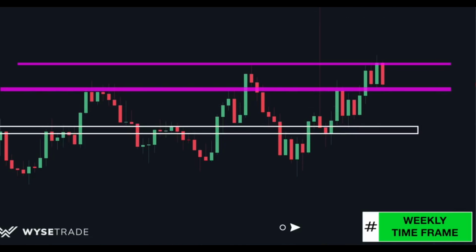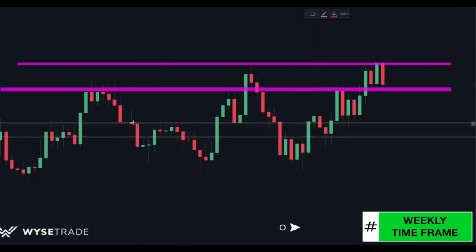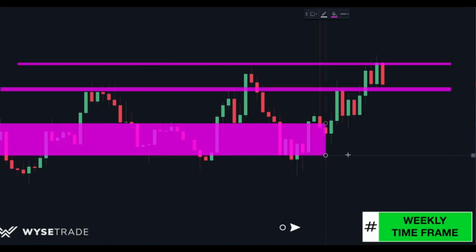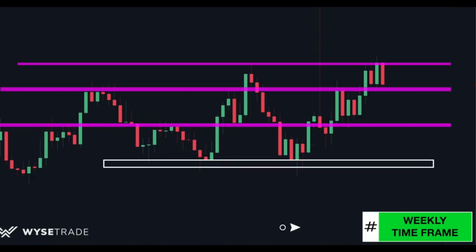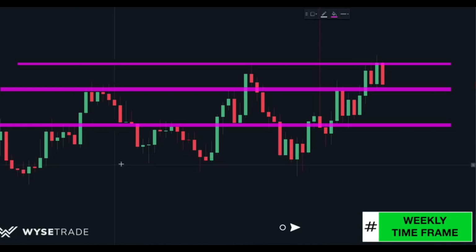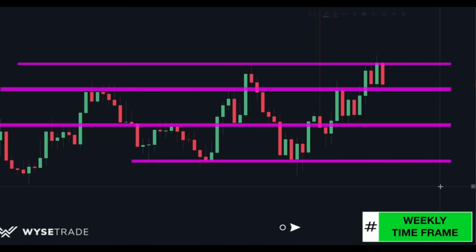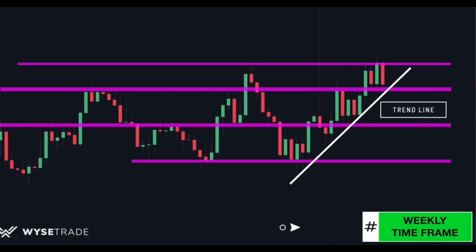Again, we spot this level here with multiple rejections, so we draw it in. And finally along the bottom, a swing low with multiple rejections. Plus, we also have our trend line here that connects all the swing lows of this uptrend.